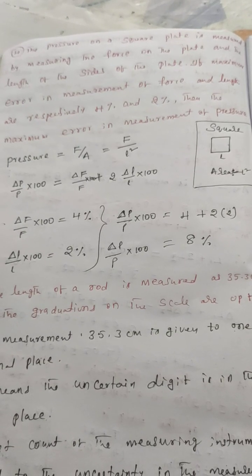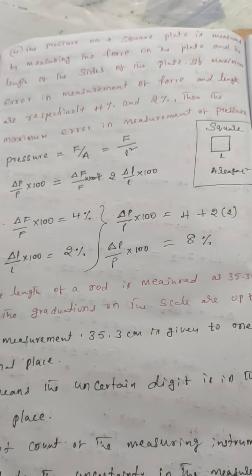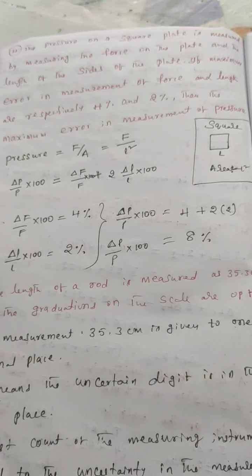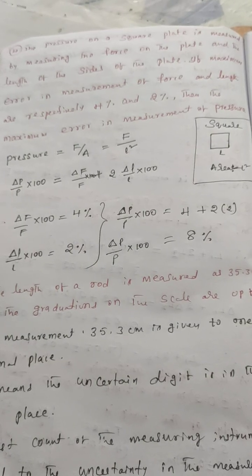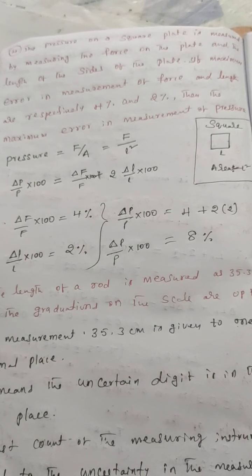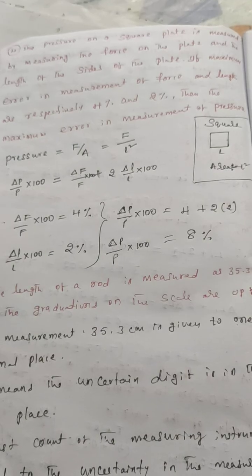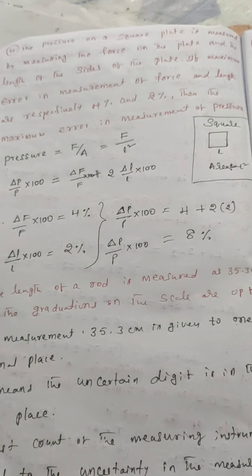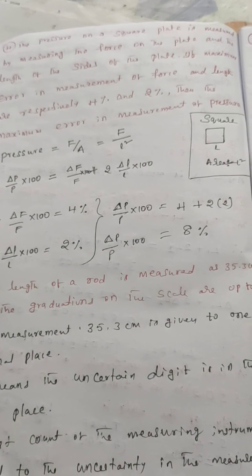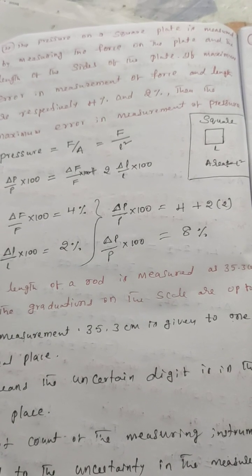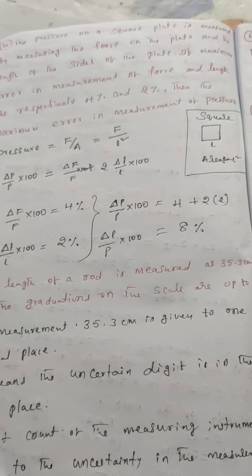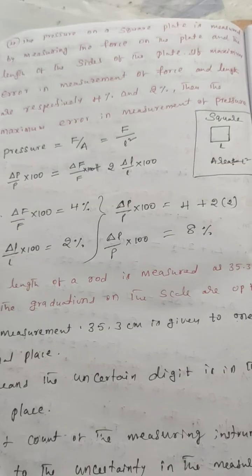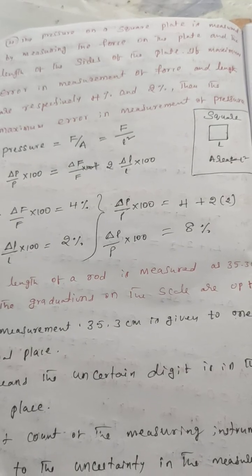The pressure on a square plate is measured by measuring the force on the plate and the length of the sides of the plate. If the maximum errors in measurement of force and length are respectively 4% and 2%, then the maximum error in measurement of pressure is? Pressure is F by A. Area of the square is side into side, L square. That means pressure is F by A, equals F by L square.